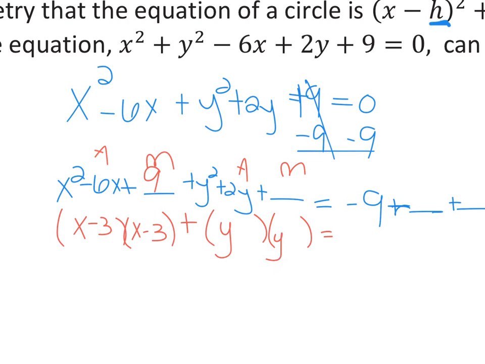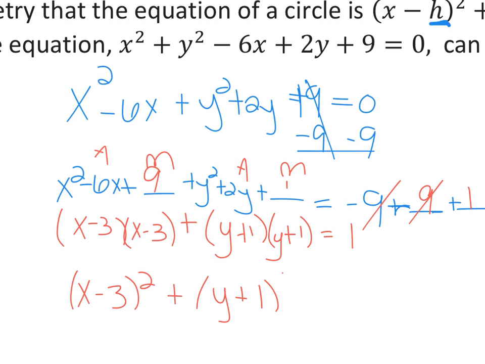For the y's, what number that is the same would add to 2? Well, you know what that is. It's 1, so it would be 1 times 1. So plus 1. I put a 9 on this side, so I'll put a 9 there, and I put a 1. These will cancel, giving you 1. Great. And then what you're going to have is the squares on this side. Just write it squared. So now this is your center-radius form.